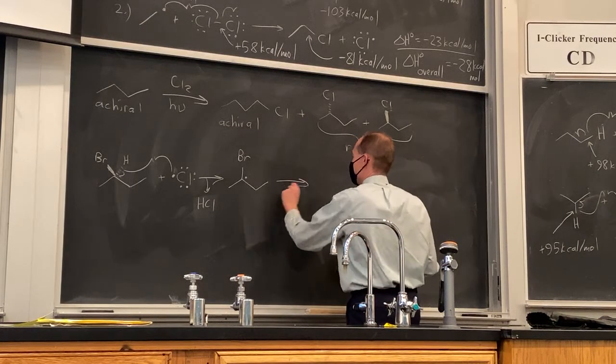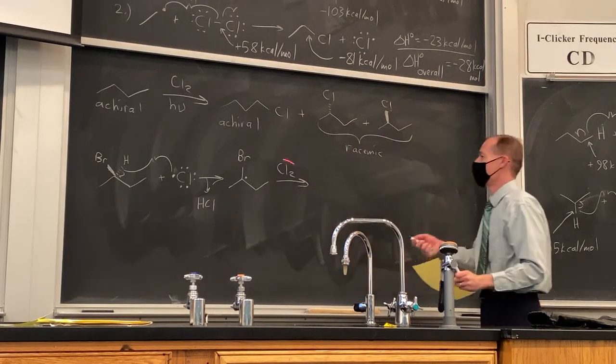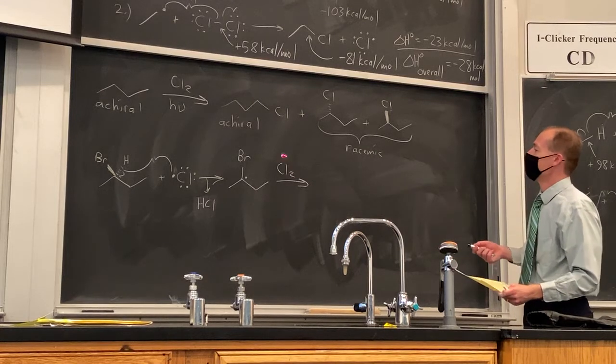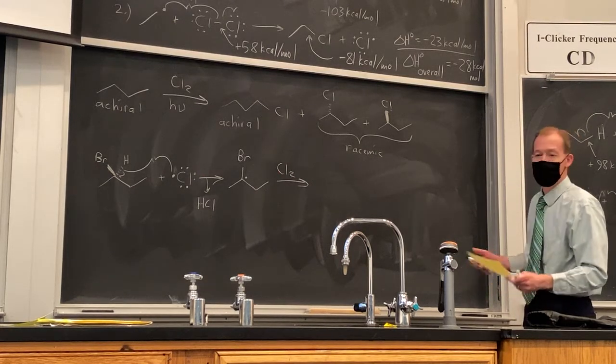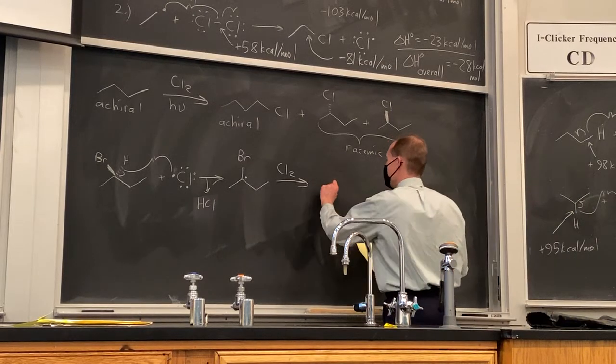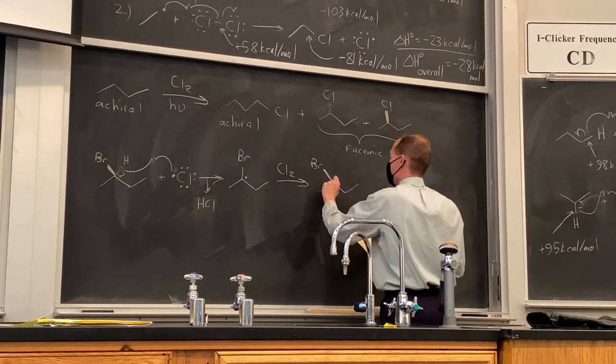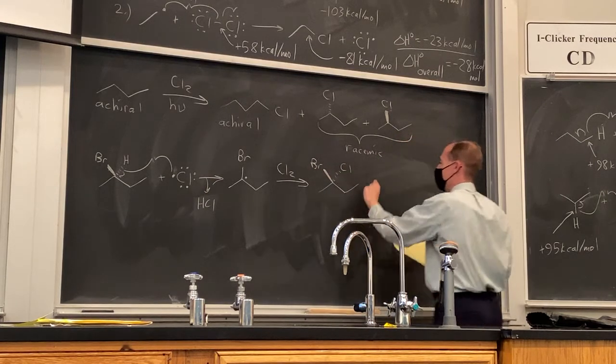Just to save time, I'm not going to draw the arrows in this next step, but that's going to abstract a chlorine. The chlorine is going to approach with the same rates from the top and the bottom, and so we're going to get a racemic mixture of this bromochlorobutane.